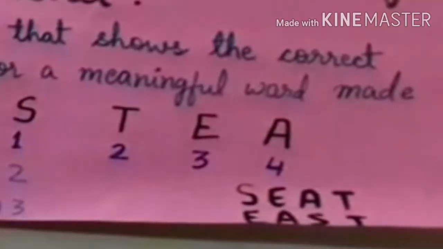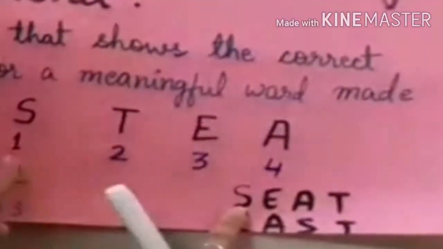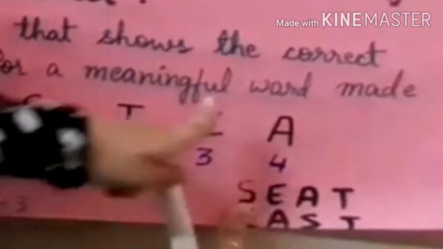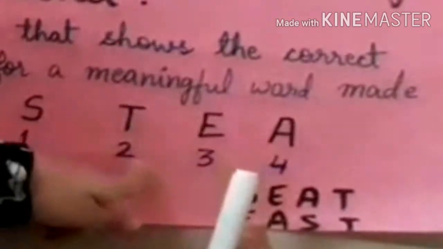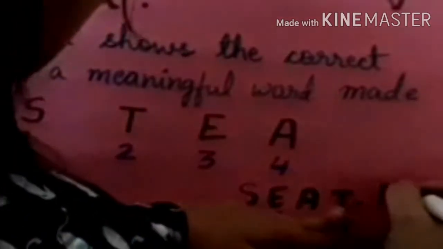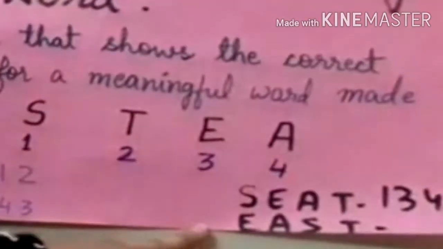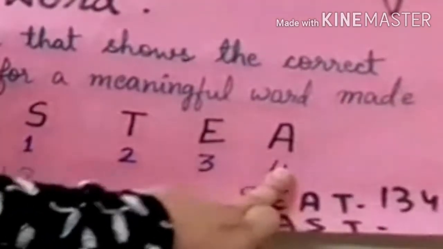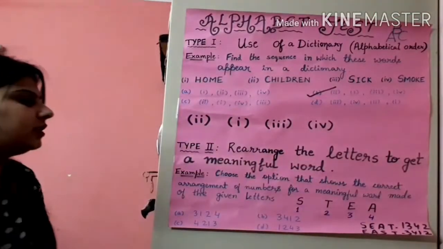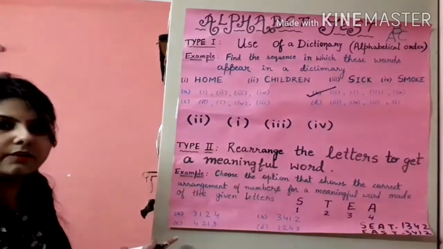But if I need to arrange it in order, what would it be? For seat, 1, 3, 4, 2. And for east, what is the answer? 3, 4, 1, 2. So I will match these numbers with the options given to me.